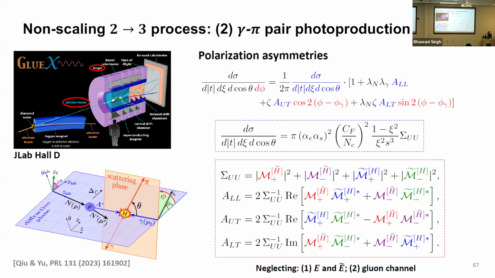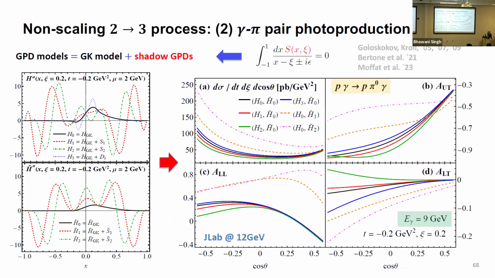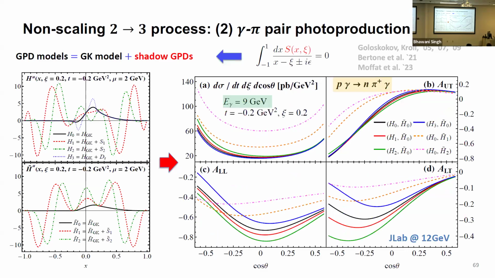This gives us more independent observables that we can use to distinguish the different GPDs. From these different models, we get different distributions for the unpolarized cross section and the other three polarization asymmetries. We can also select the neutral pion or charged pion in the final state.